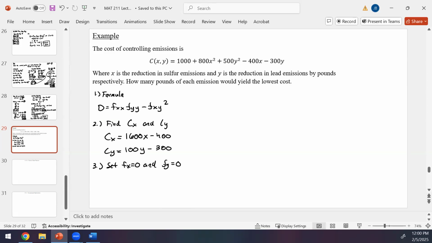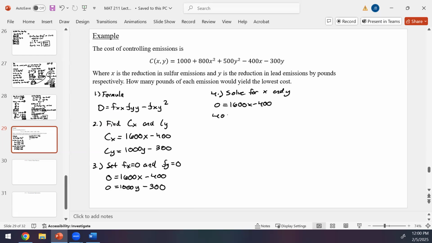And so from there, we get 0 equals 1600x minus 400. And then 0 equals 1000y minus 300. Now, luckily with this one, there's only one variable for each equation. So step 4 is we're going to solve. So solving each one, you don't have to do substitution or elimination. You just get to solve each variable as a regular algebraic equation.